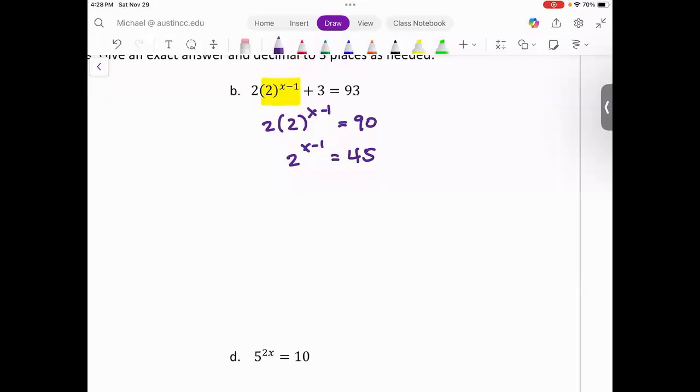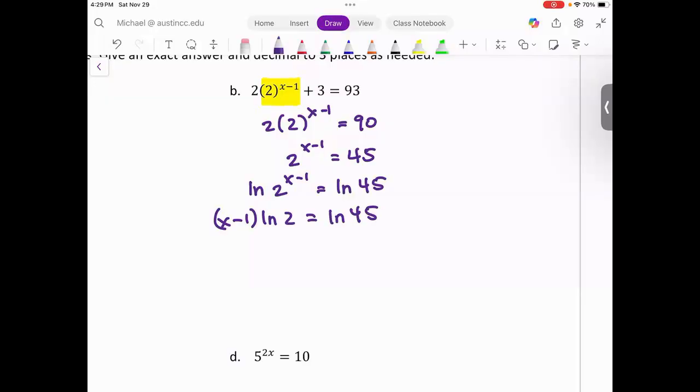The fact is that we want to get that x minus 1 exponent not in the exponent. And so let's just take natural log of each side. Now we have natural log of 2 to the x minus 1 equals natural log of 45. And so now we can use that power property to get that x minus 1 out front. So we can change this to x minus 1 times natural log of 2 equals natural log of 45.